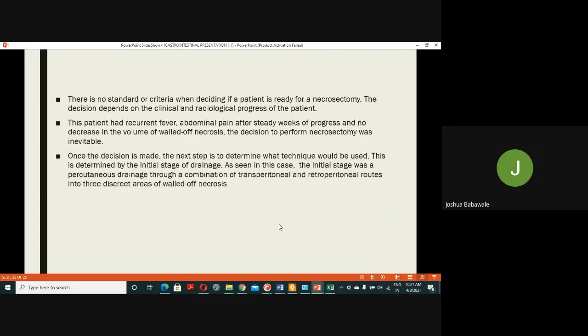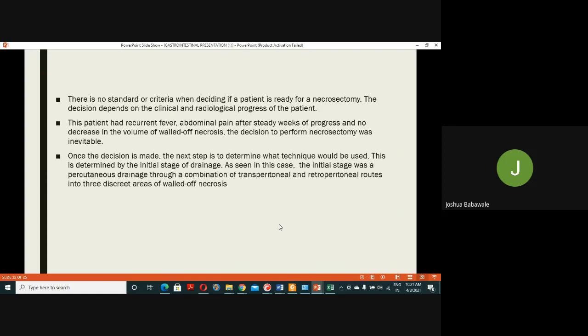There's no standard criteria when deciding if a patient is ready for necrosectomy. This decision just depends on the radiological progress of the patient. This patient had recurrent fever and abdominal pain after steady weeks of progress, and no decrease in the volume of the walled-off necrosis. So the decision to perform necrosectomy was inevitable.